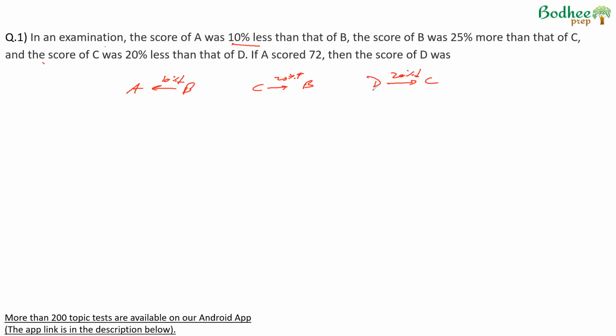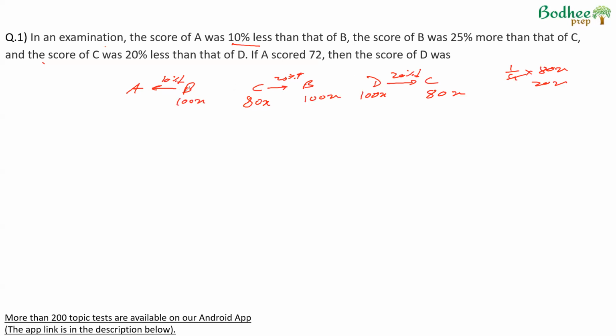Since for our first calculation, D is the base, and then C is the base, and then B is the base, we can start by assuming D to be 100x. Since C scored 20% less than this, 20% of 100 will be 20. So the score of C will be 80x. B has scored 25% more than C. 25% is 1/4 of 80x, which will be 20x. So B has scored 20x more than 80x. So B's score becomes 100x.